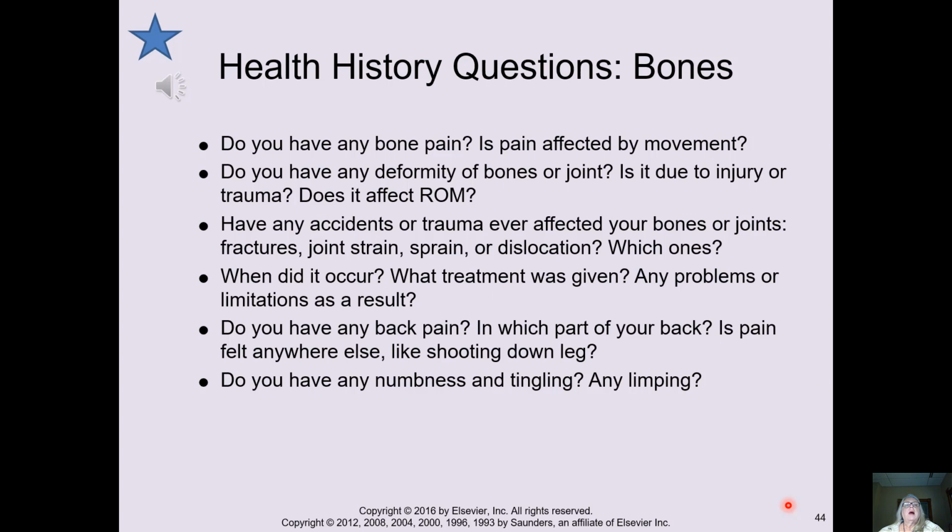What part of your back hurts? What specifically? And here they're talking about shooting down the leg. That would be sciatica pain. And very often for patients who have back pain, it's difficult for them to determine whether it's neurological or bone pain or muscle pain, and that's for you to help them figure out.